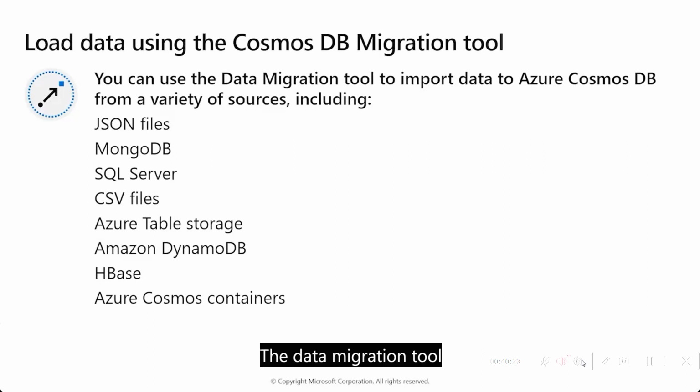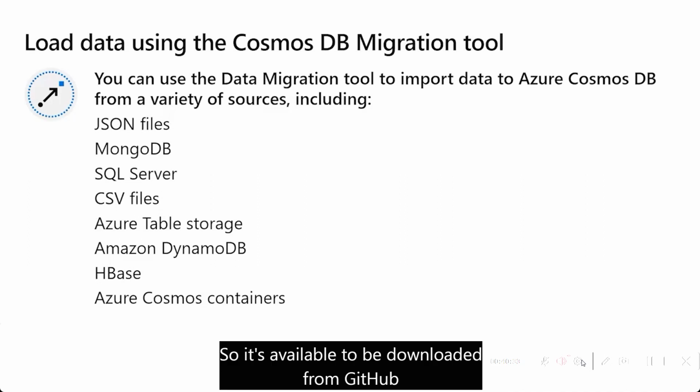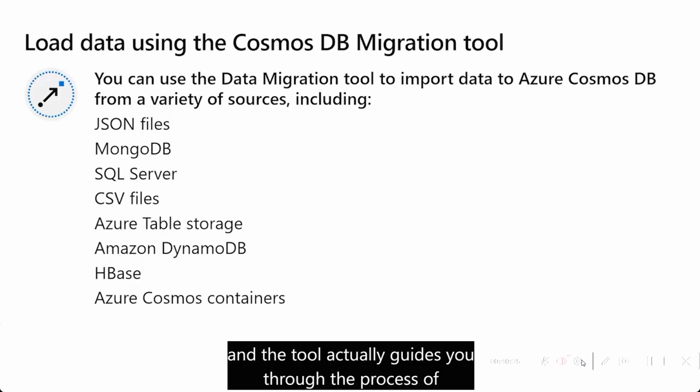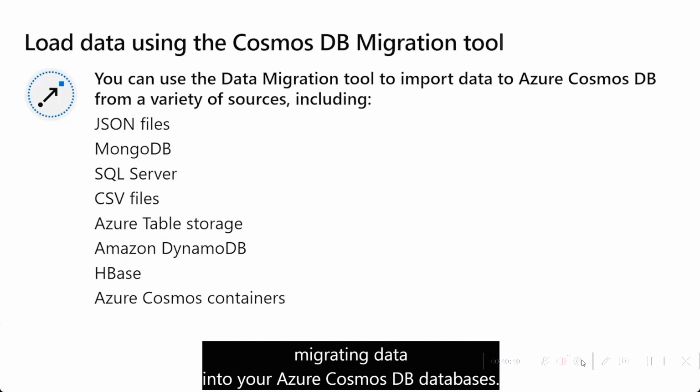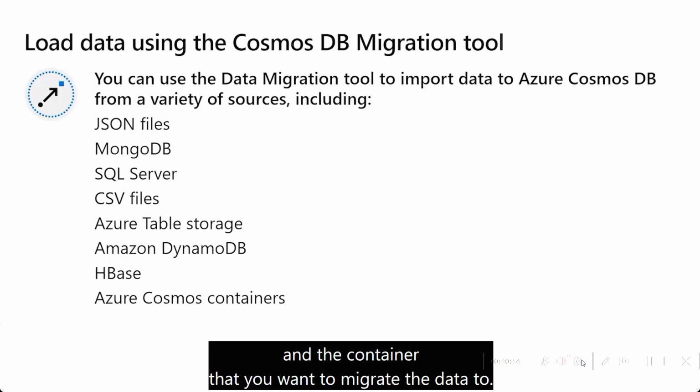The data migration tool can be used to input data to your Azure Cosmos DB from a variety of sources. It's available to be downloaded from GitHub, and the tool guides you through the process of migrating data into your Azure Cosmos DB databases. You're prompted for the source of data inside the Azure Cosmos DB migration tool, as well as the destination, which is essentially the Azure Cosmos DB database and the container that you want to migrate the data to.